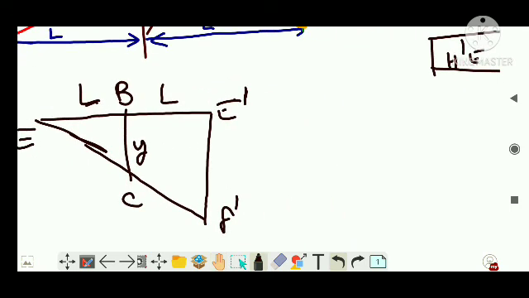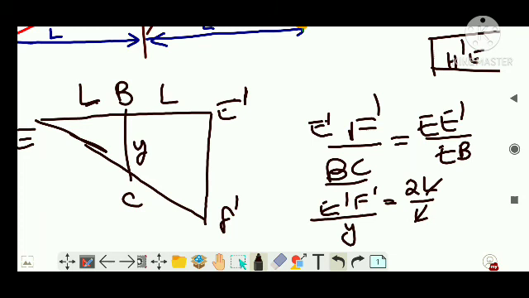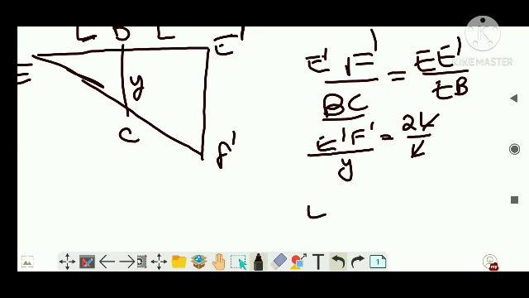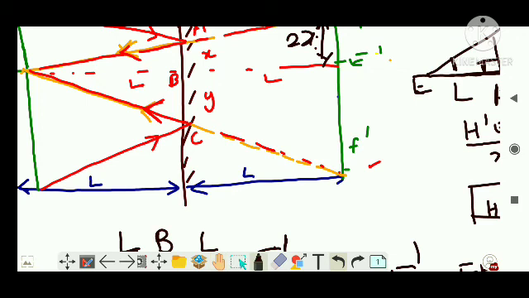Now for this triangle, what can I say? Same, right? Triangle E dash F dash and triangle EBC are similar. So I can write E dash F dash by BC is equal to E dash by EB. Right? Now what is BC? Y, right? So E dash F dash by Y is equal to, what is E dash? 2L divided by L. L L cancels out. So I can write E dash F dash is equal to 2Y. Now let's write this one in the figure. What is E dash F dash? It is written as 2Y.